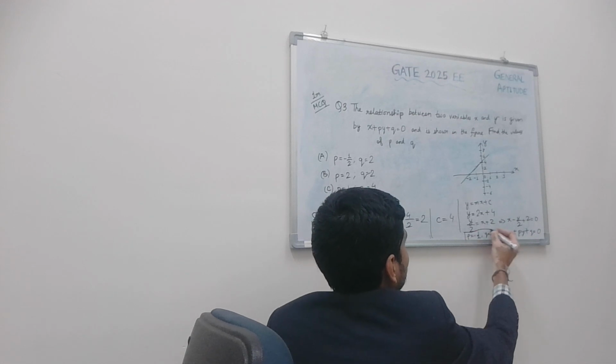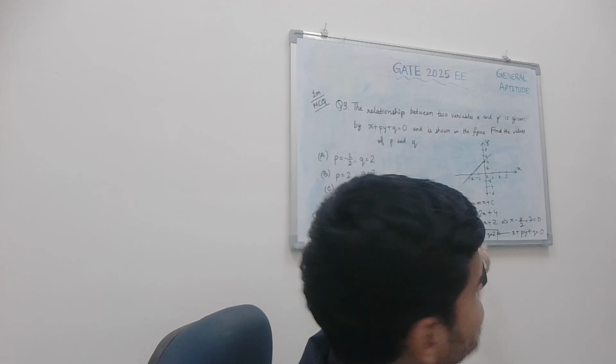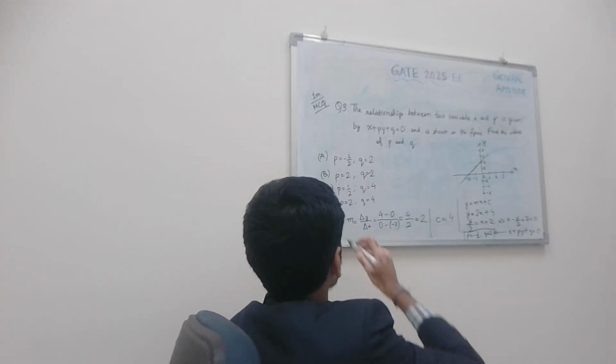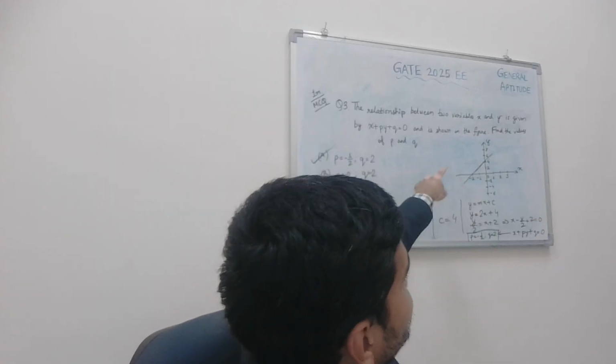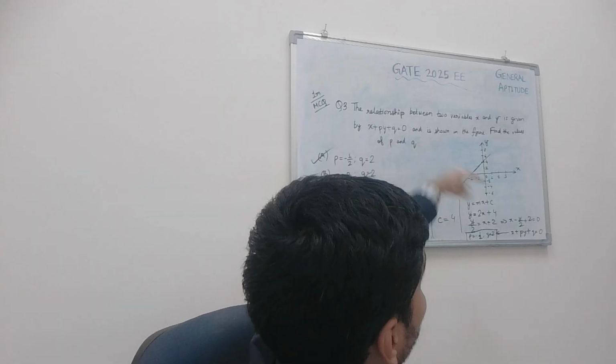Since it represents the same equation of the straight line, the same straight line, so it will be p equal to minus half and q will equal to 2. So the correct answer for this question is option A. Very simply we have solved it by writing the equation of the straight line, by finding the slope and the y-intercept and then comparing it with the given equation.